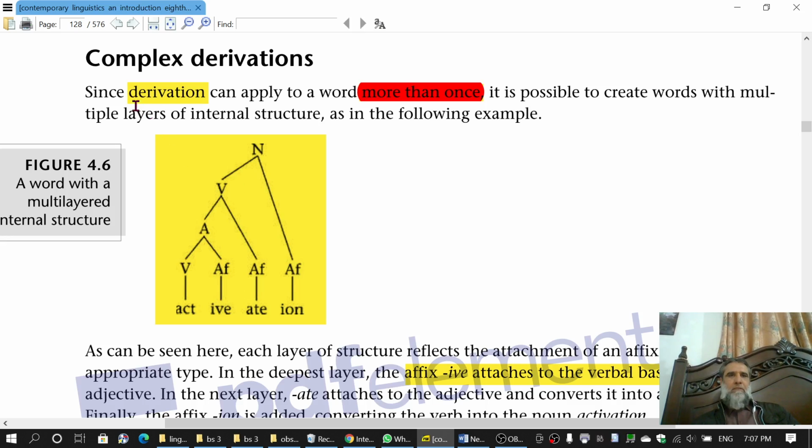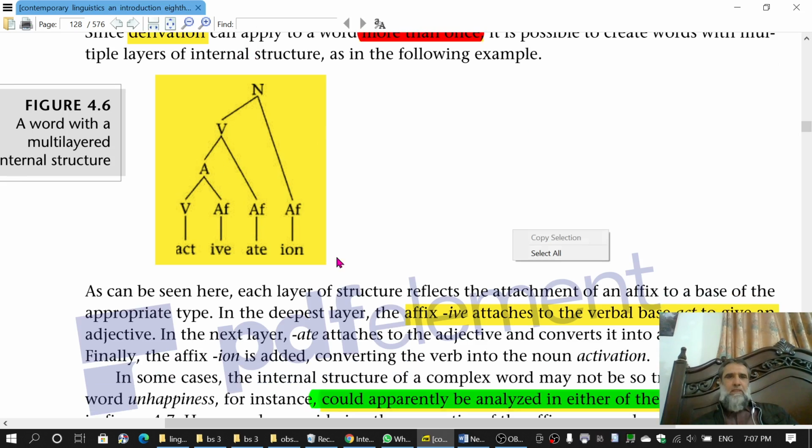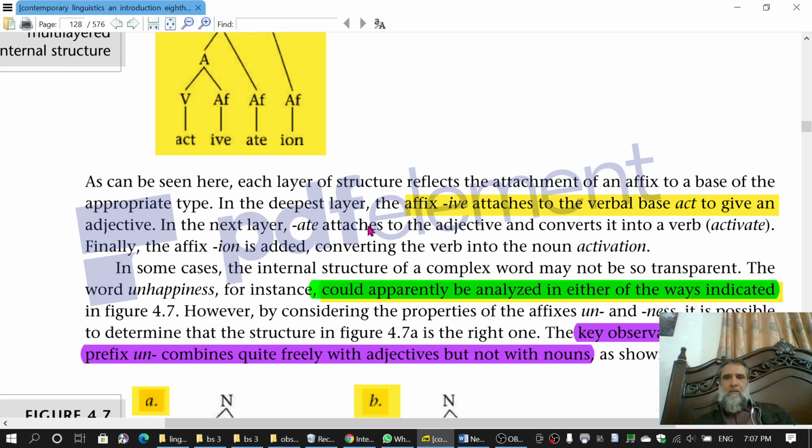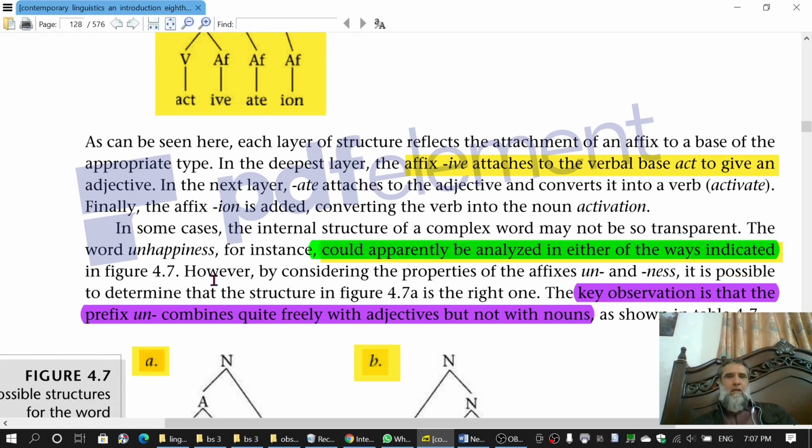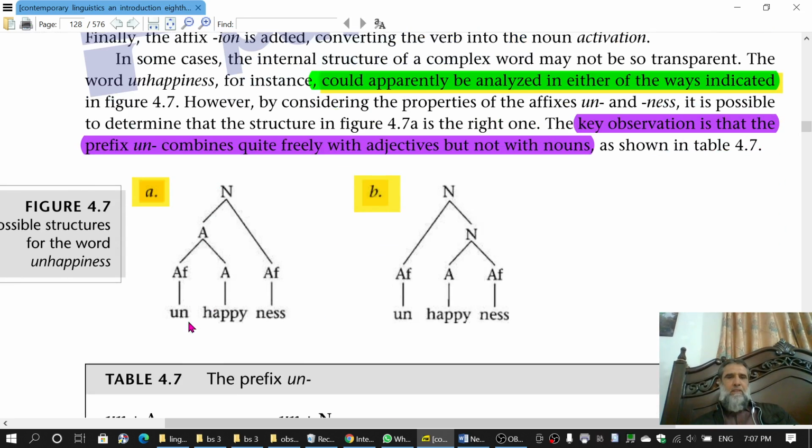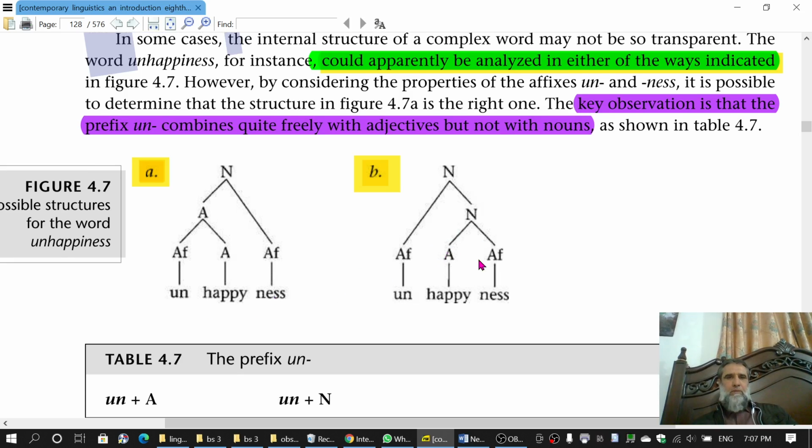So you can see that derivation can be applied more than once, and this is here done 3 times. However, if you look at this example, the example of unhappiness, this tree diagram is different from this tree diagram because unhappiness can be analyzed in 2 ways. The first is when you first make the word unhappy and then add ness with it, and the second is when you add ness with it first, changing it into happiness, and then adding un, changing it into unhappiness.